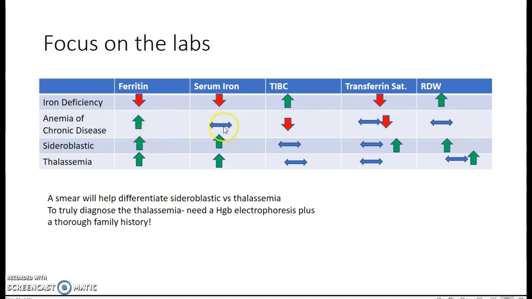So depending, like in iron deficiency, ferritin is the first thing that goes, your storage iron. So if you are suspecting iron deficiency, but the ferritin is high, that's going to tip you off that it's anemia of chronic disease.